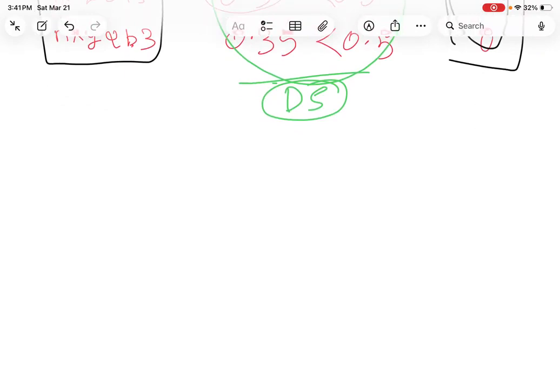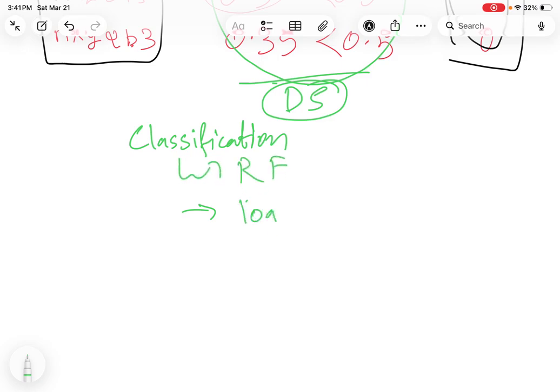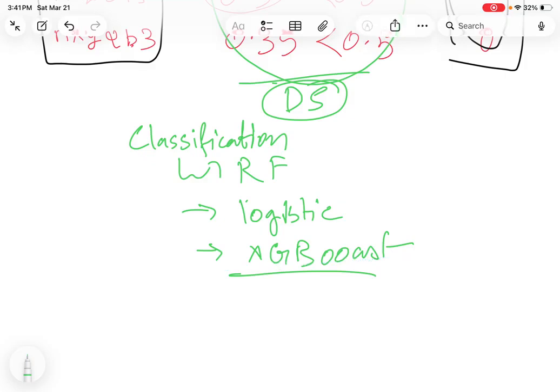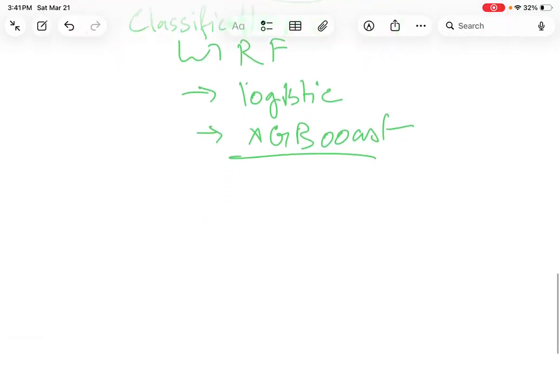So we know that mostly in this kind of scenario we normally use a classification model. So it could be anything like random forest, right? Logistic regression, XGBoost, XGB, anything you can use. The model is not a problem.